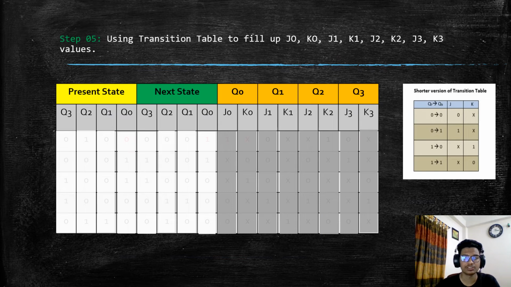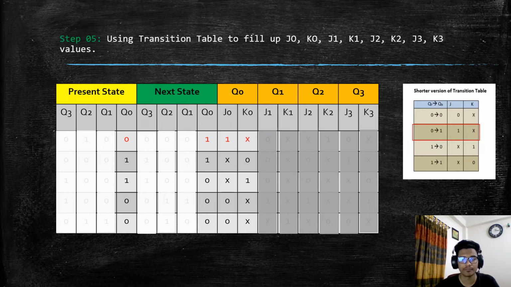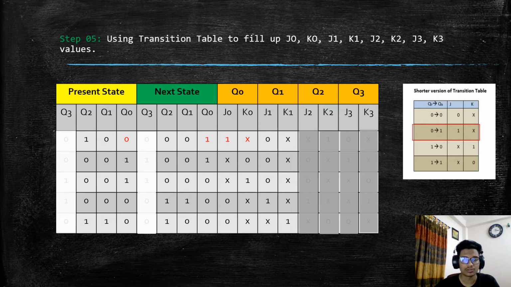Our next step is to use this transition table to fill up the J0, K0, J1, K1, J2, K2 and J3, K3 values. For Q0 we have to check the present state value and the next state value. Here in the present state Q0 equals 0, and in the next state Q0 equals 1. So we need the output value to be 1, that is the second row in our transition table. So we need to input 1 in J0 and don't care in K0. Thus we can fill all the values of J0, K0, J1, K1, J2, K2 and J3, K3 from this transition table.